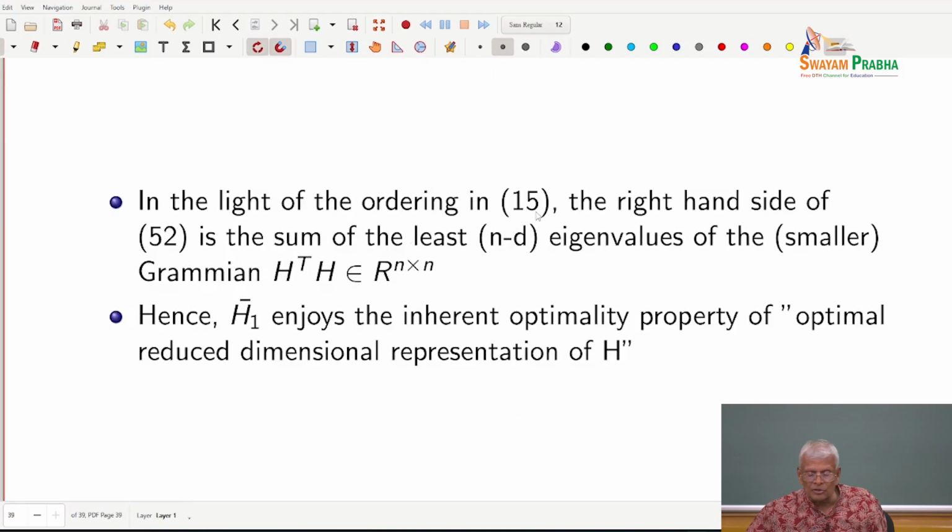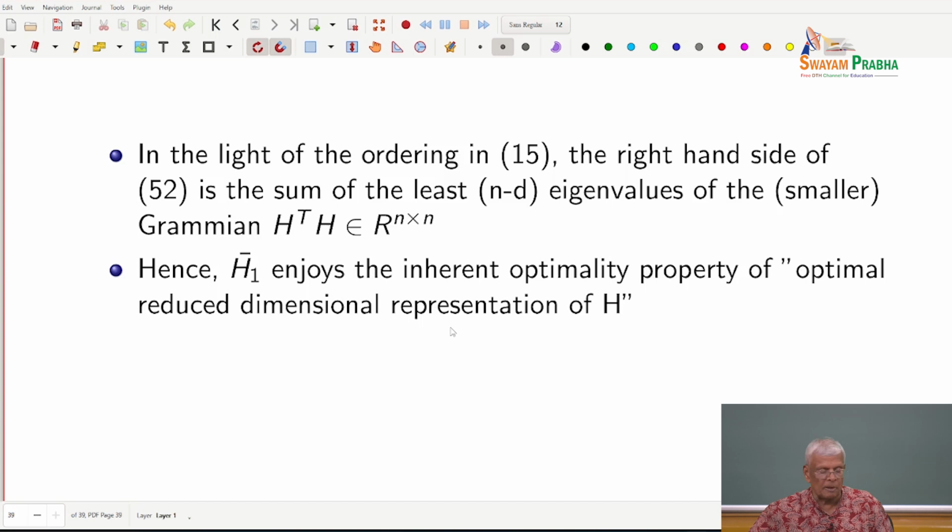So, in the light of this ordering, what is the ordering? From maximum to minimum of the eigenvalues, which represent the variances. The right hand side of 52 is the sum of the least N minus D eigenvalues of the smaller of the two Gramians, H transpose H. Hence, H1 bar enjoys the inherent optimality property. So, this is called the optimally reduced dimensional representation of H.